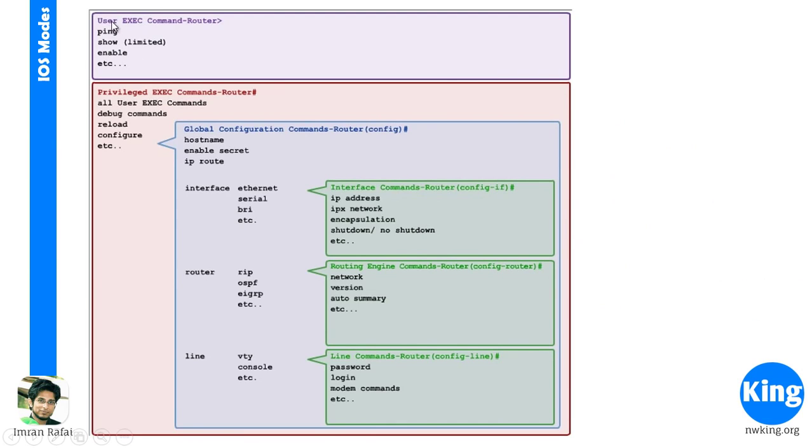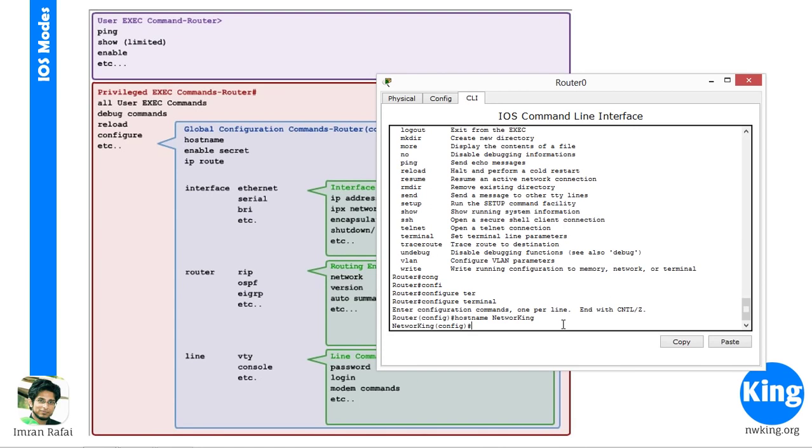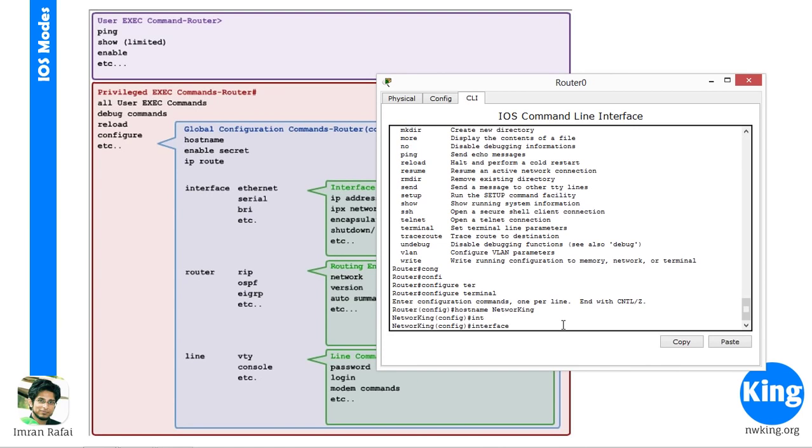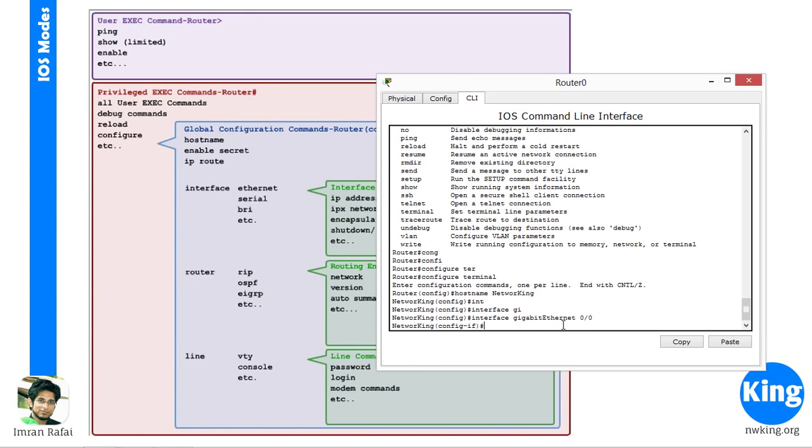So this was the user exec mode, and you could do all these things. Then you go to privilege exec mode, you do all these things. Then you go to global configuration mode, where you can do system-wide changes, or you could go into one of those sub modes, where interface commands, router commands, line commands, and all these things you do at that level, right? So from here you type interface. Let's say you want to configure an IP address for your gigabit Ethernet interface. So you say interface gigabit Ethernet 0/0, and you can configure.